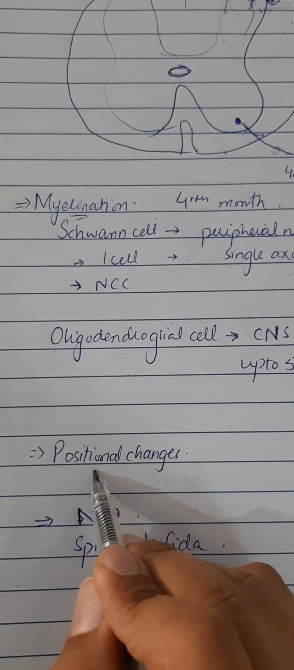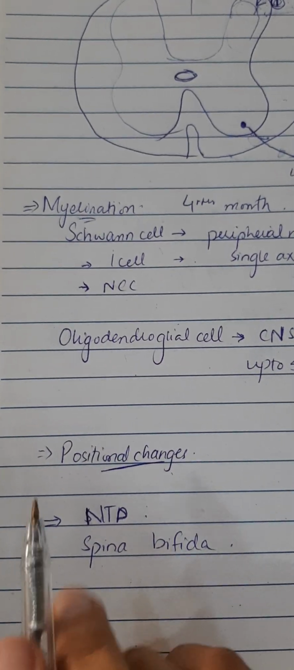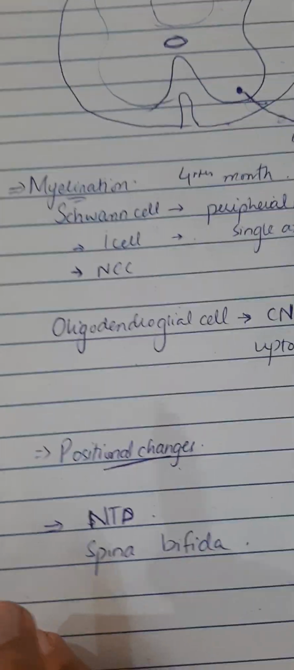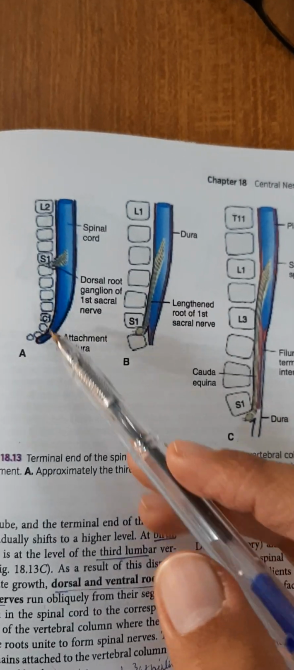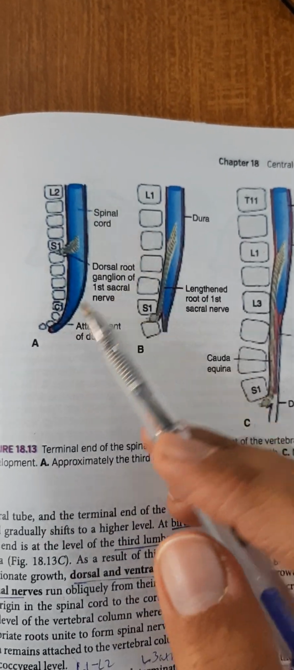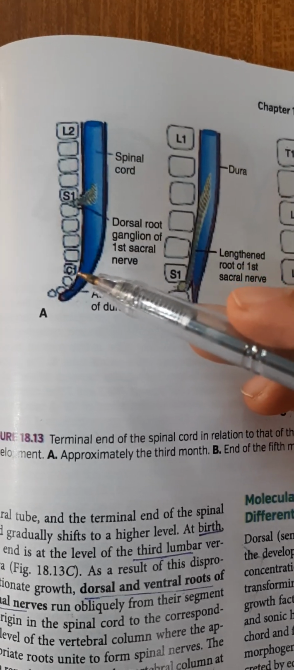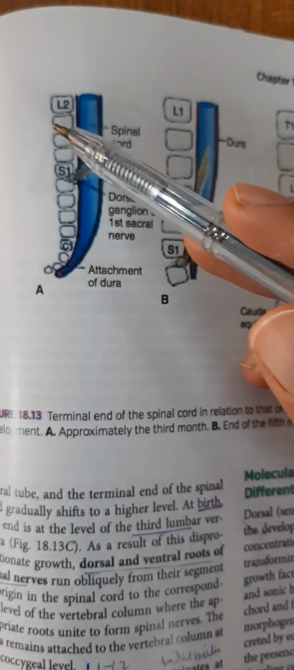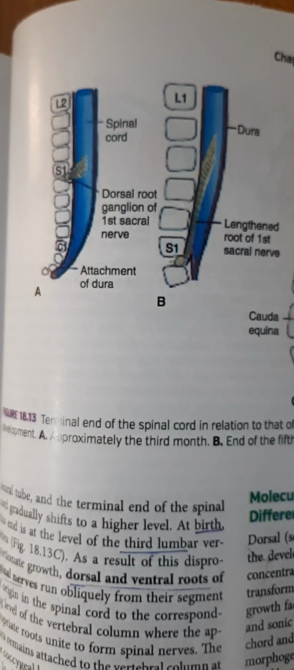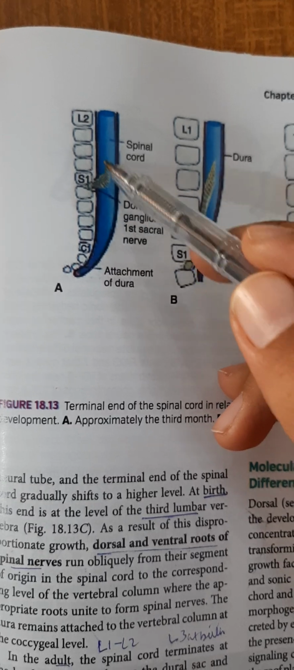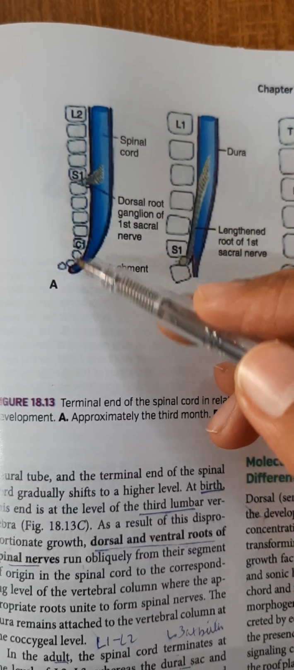Okay, the next is the positional changes of the spinal cord. Now remember why the positional changes of the spinal cord happen. Look at this diagram. This we have taken approximately at the 3rd month. What happens in the 3rd month? This is the neural tube, and this is forming the spinal cord in the caudal region. This is the vertebral column, and the spinal cord is definitely covered by its meninges. Okay, it is covered by the dura mater.